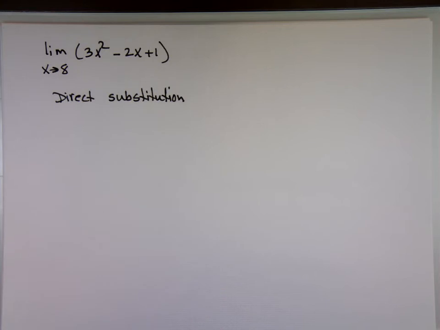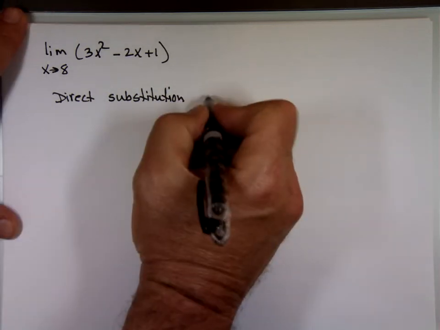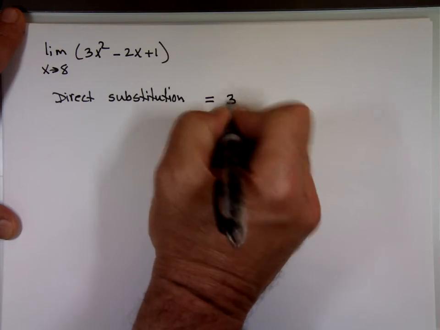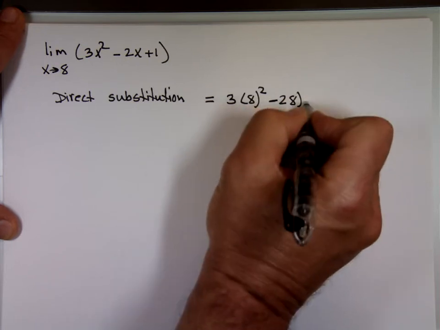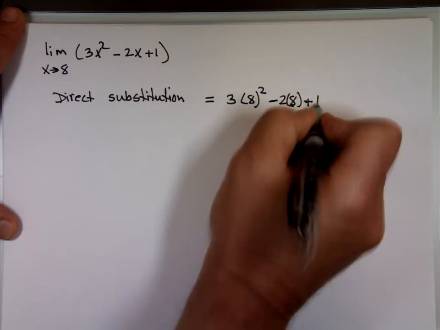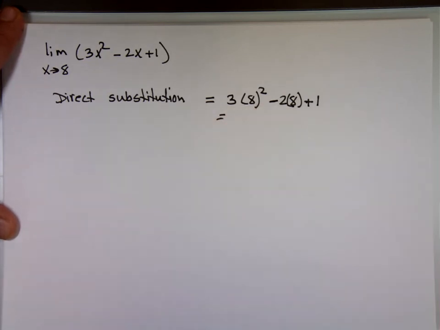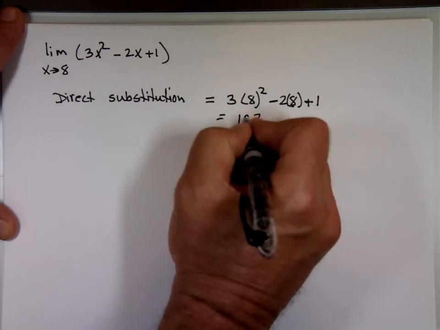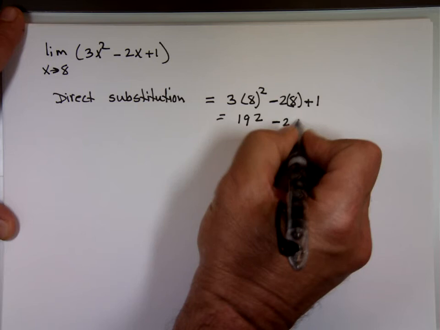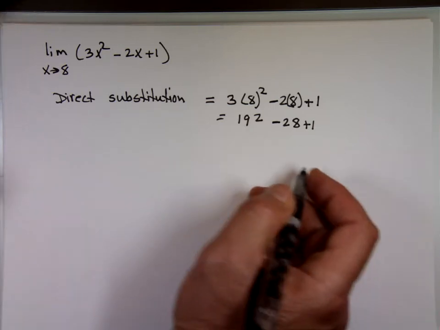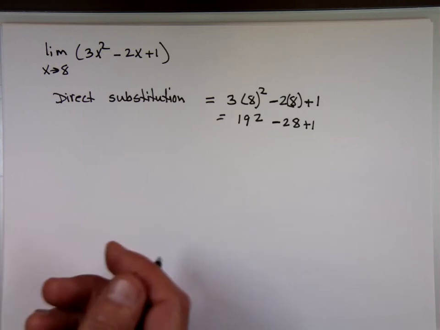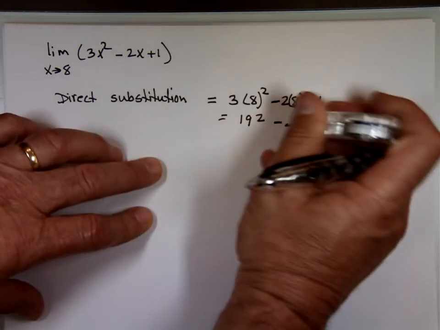Let's try direct substitution. Direct substitution says what? It's going to equal 3 times 8 squared minus 2 times 8 plus the 1. 8 squared is what? 64. 64 times 3 is 192. Minus 2 times 8, 16, plus 1. Oh, 16, thank you. 2 times 8 is 16, not 28, yeah, if you just erase the brackets.